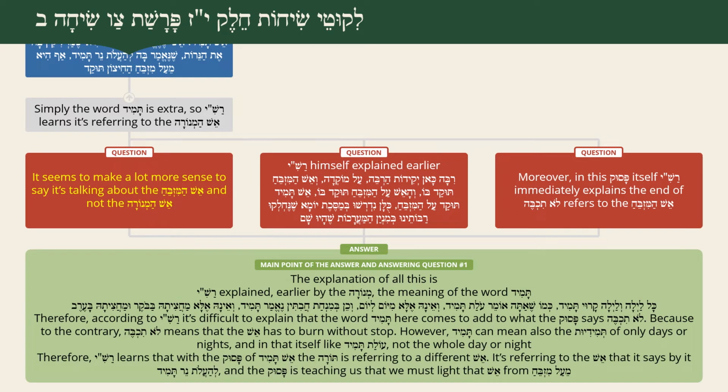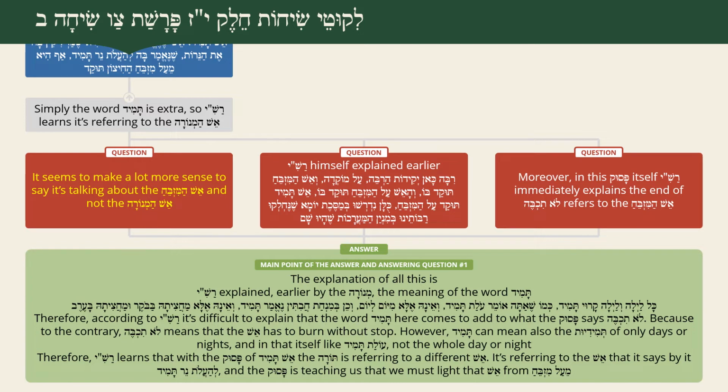So now we're going to move on to present the main point of the answer and to answering the first question. So the explanation of all of this is as follows. Rashi explained earlier by the menorah the meaning of the word tamid, because it says tamid by the lighting of the menorah, and we know that the menorah only burnt at night. So Rashi says kol layla v'layla kari tamid. Every night is also called tamid, even if it's just burning during the night. Kameshe'omer oilas tamid, just like you say about the oila, which is only brought once a day, that it's an oilas tamid.